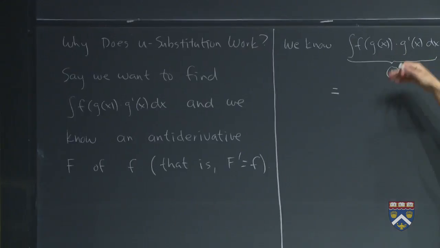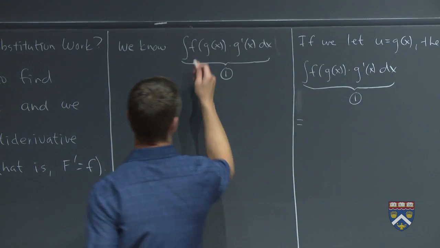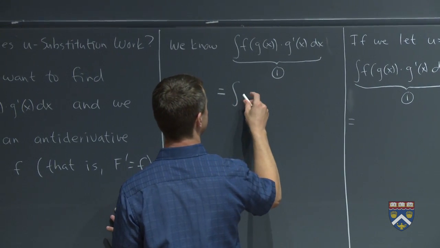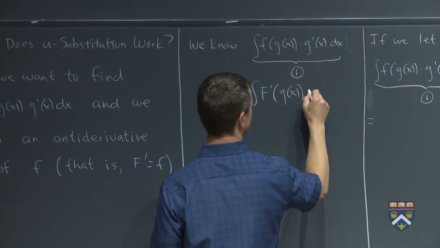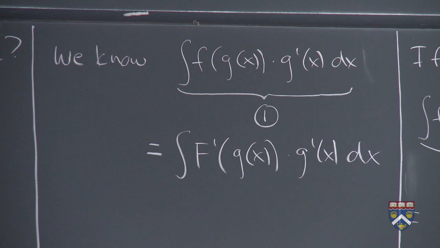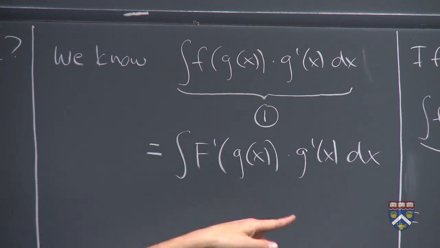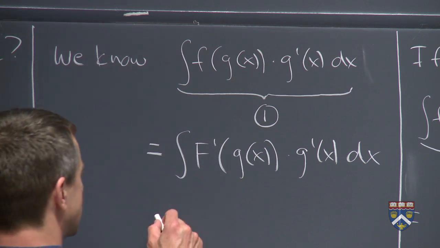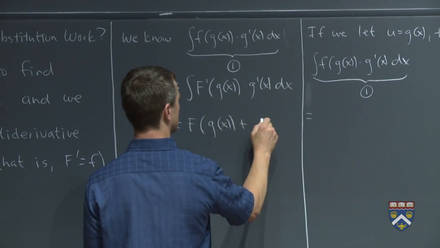So this thing, which I'm calling number 1, is the same as writing what? Little f is the same as big F prime. So I can write that as big F prime of g of x times g prime of x dx. And now this should totally remind you of the chain rule, right? This is the chain rule applied to the function big F of g of x. So that's what this equals: big F of g of x plus c.